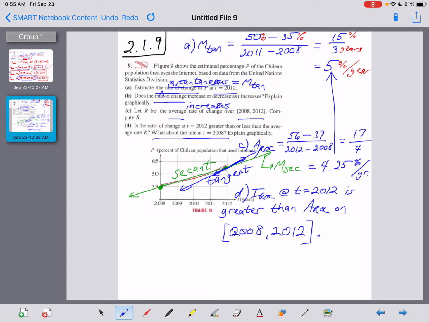And now I see there's another question that was asked right here. What about the rate at 2008? So again, 2008 is just a single data point. They're asking us for an instantaneous rate of change here, and I would guess that that one looks maybe something like that. I would still say that the 2012 rate of change is greater than the instantaneous rate of change at 2008. Although now that I've zoomed out on that, it's a little bit harder to see.